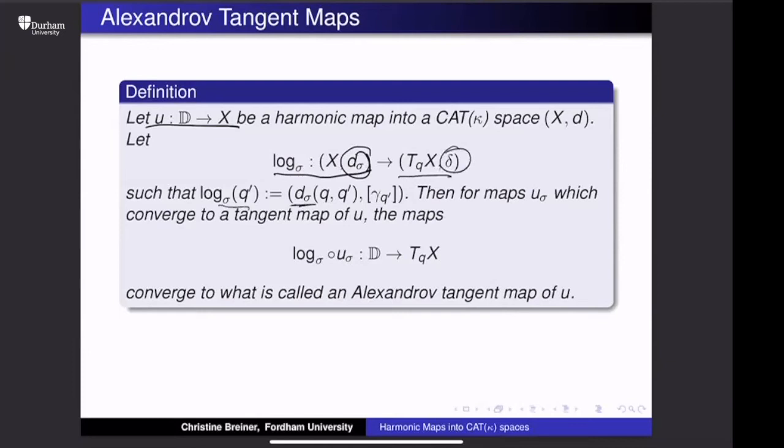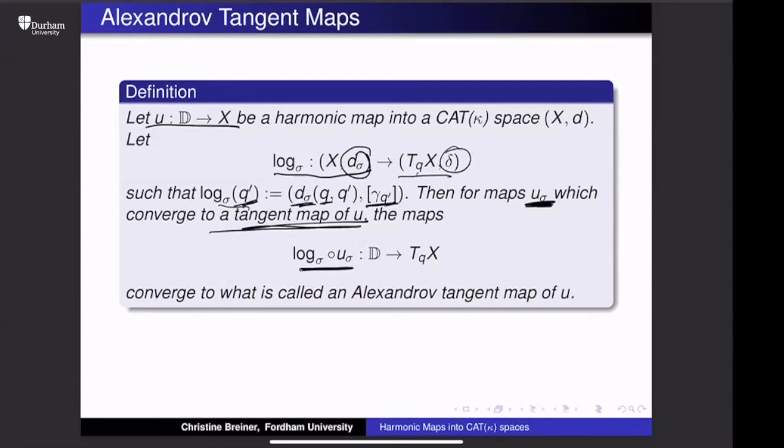So you take the metric in X, you take the distance between Q, which is going to become our cone point, and some Q prime. And then you look at the angle made by the geodesic in the equivalence class of the space of directions. Okay, so the log map maps you into the tangent cone. So if you had maps that converge to a tangent map of u, then you take those maps u sigma, and you map them into the Alexandrov tangent cone. They also have a limit, and we call that limit the Alexandrov tangent map of u.